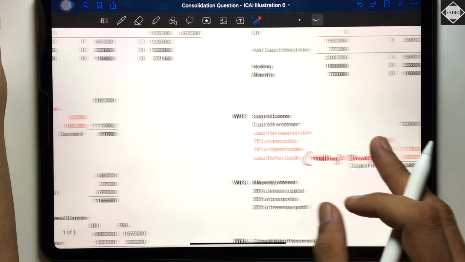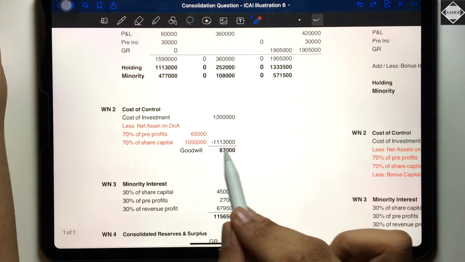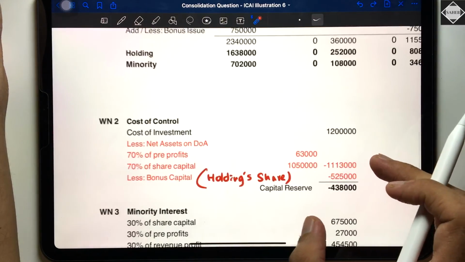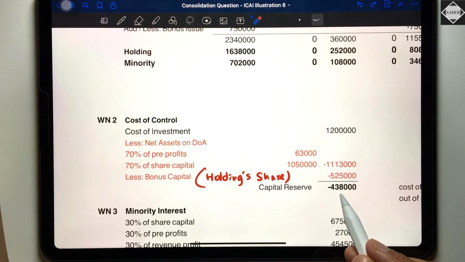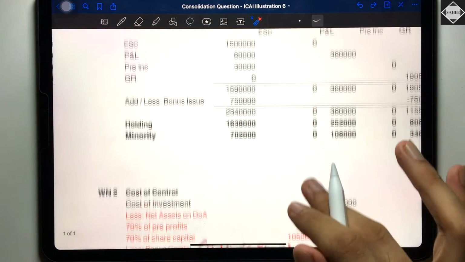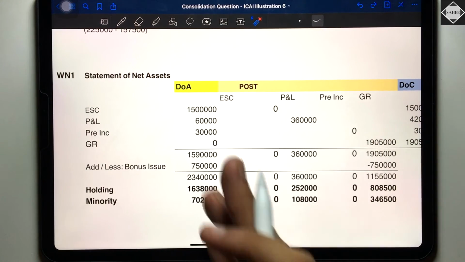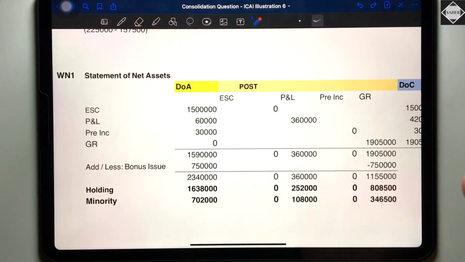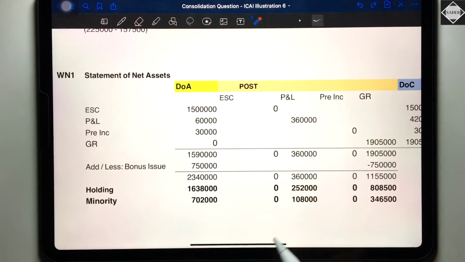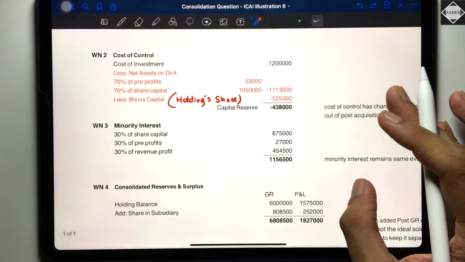See here, the cost of control. Before the bonus, cost of control was 87,000 goodwill, and after the bonus we got a capital reserve of 4,38,000. Why is there this change? Because bonus is given out of post acquisition reserves. If it was given from pre acquisition, there would have been no change at all, because there you would have deducted and there only you would have added. Is it clear? Fine. So that's the thing regarding cost of control.